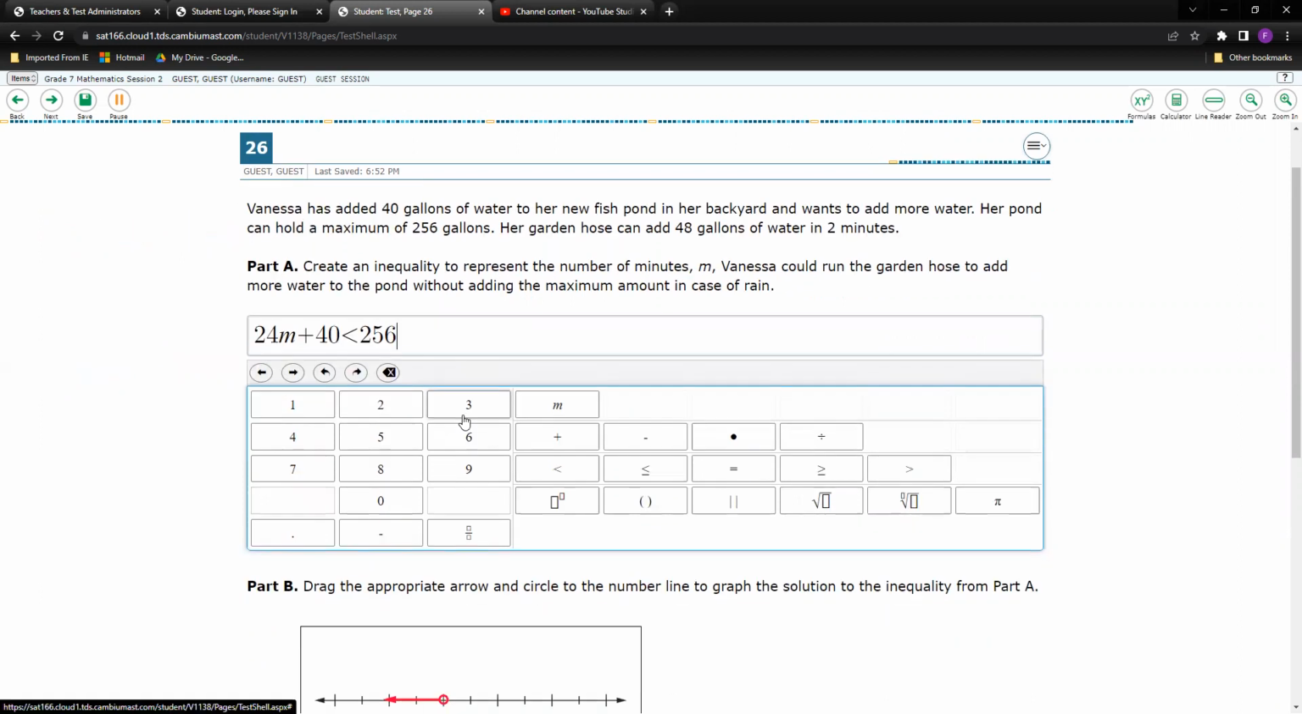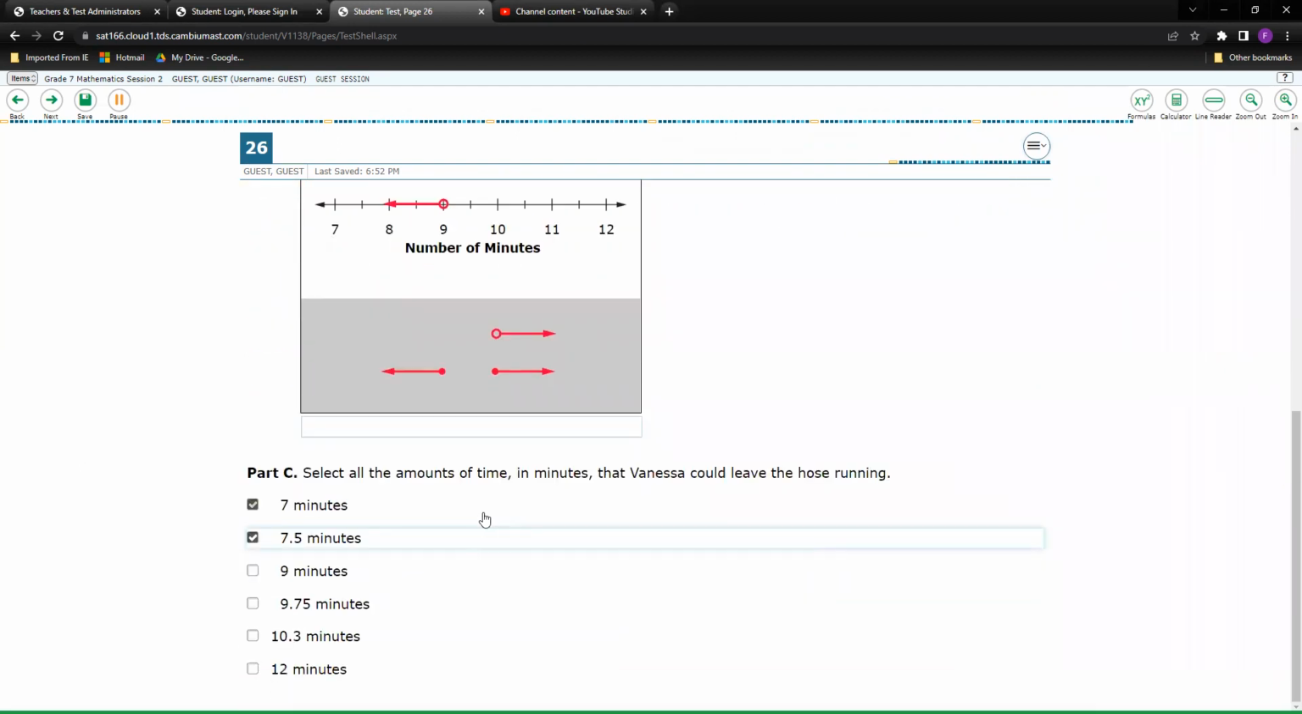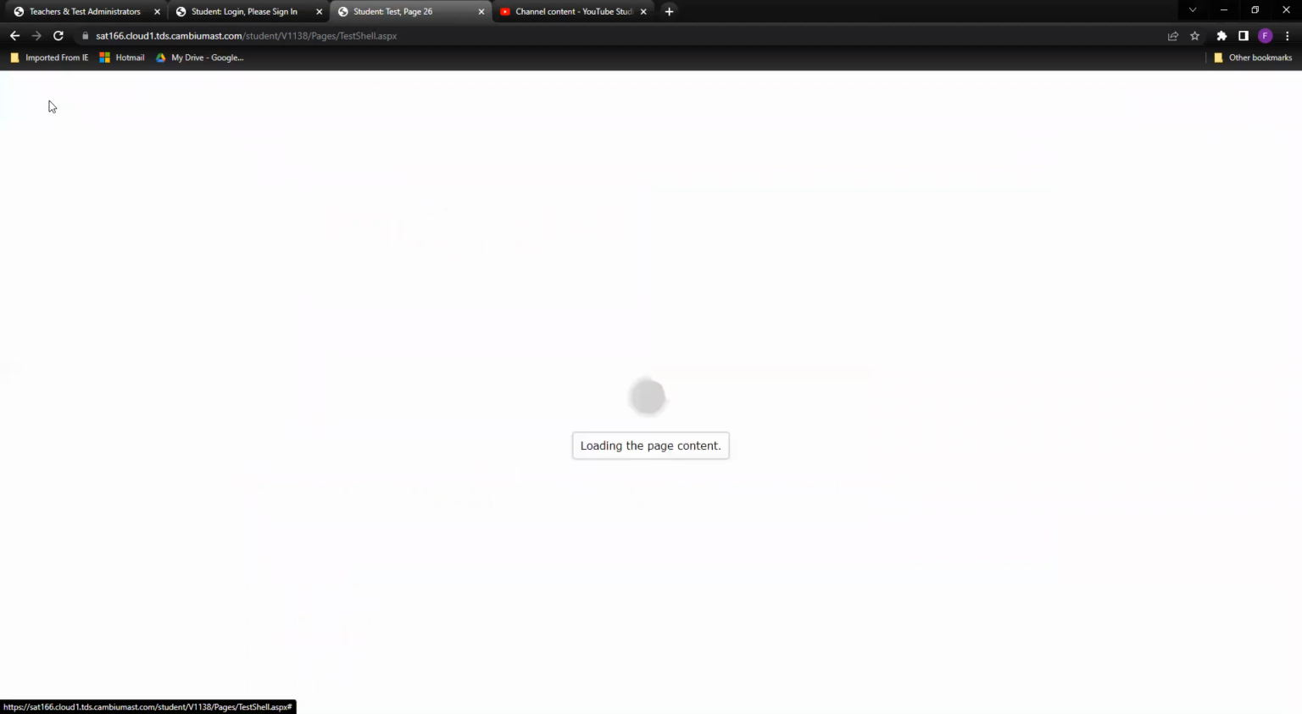So that's part 1, your equation. Part 2, the graph. When we solve, M is less than 9. And so the minutes less than 9 are 7 and 7.5. That's it. Tell me something more.